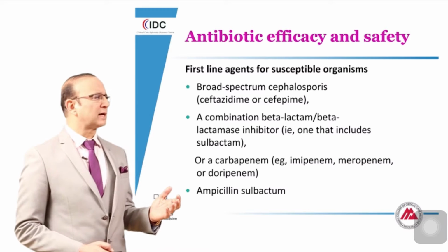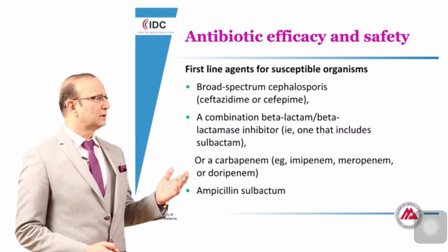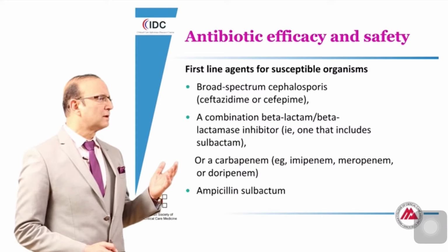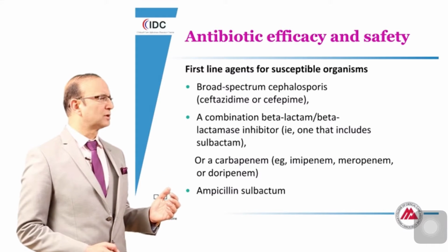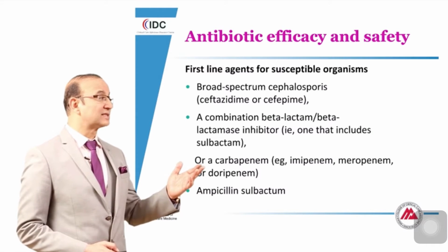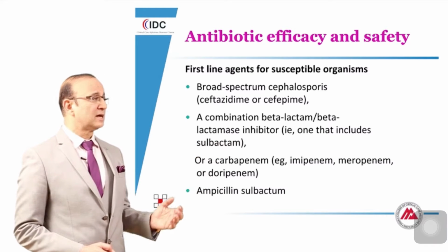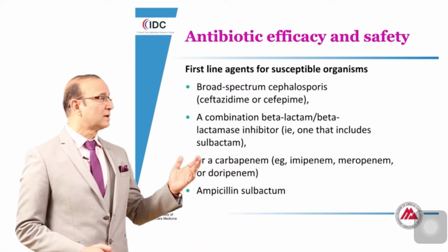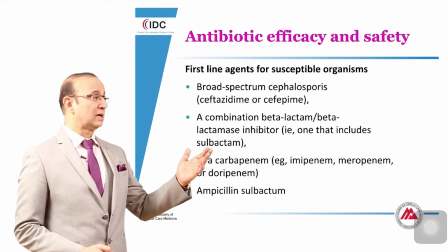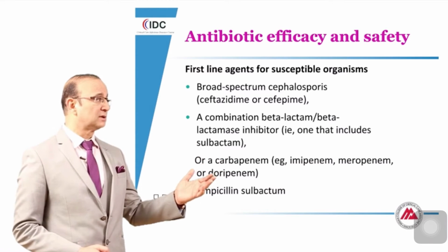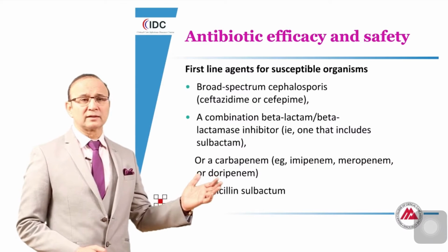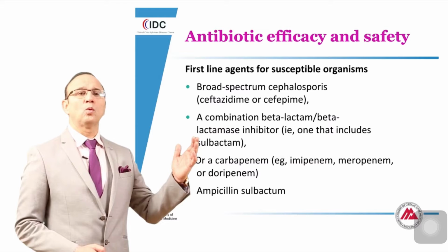If the Acinetobacter is sensitive, the first line agents for the susceptible organisms are the broad spectrum cephalosporins, third and fourth generation like ceftazidime and cefepime, a combination of beta-lactam and beta-lactamase inhibitor, or a carbapenem, imipenem, meropenem or doripenem, and sulbactam. So a susceptible Acinetobacter would be sensitive to all these antibiotics.